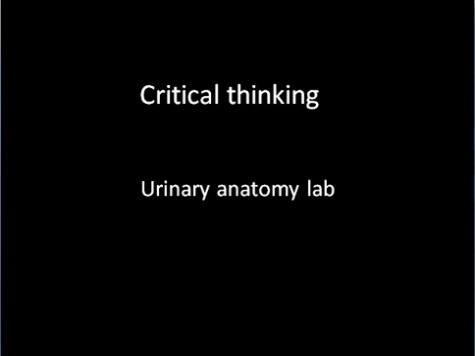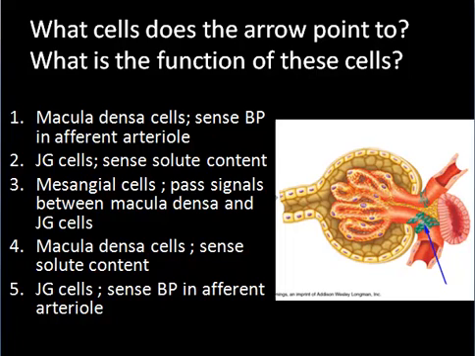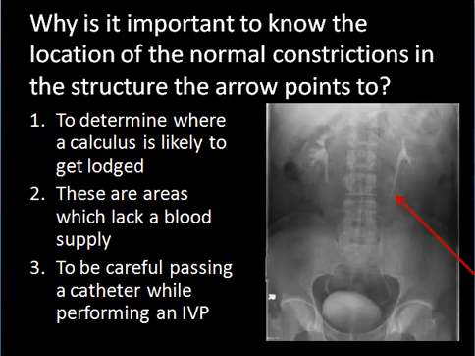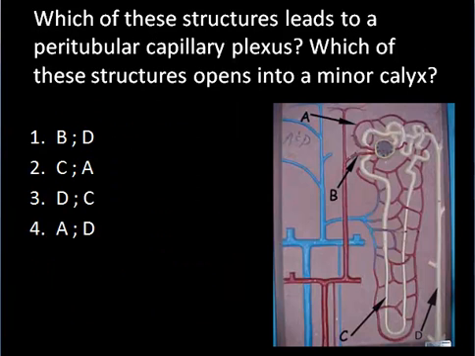This is critical thinking in urinary anatomy lab, and here are the questions. So here's the first one on certain important cells. A second one which shows you an X-ray, but you have to identify the structure first and then answer the question. And then here is an image.